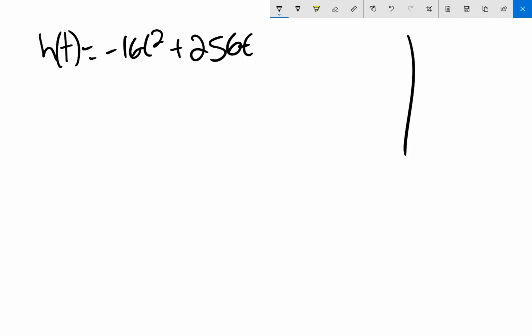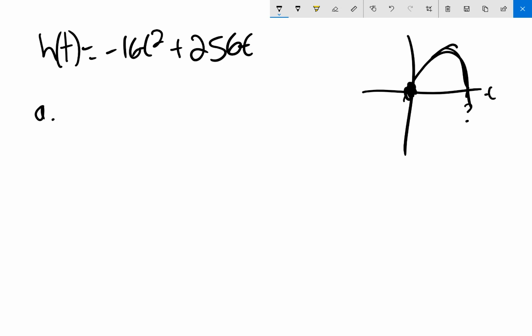So if you want to visualize the graph of this, it probably looks something like this, right? The rocket goes up in the air and it comes down, and this is time. So this would be 0 seconds, and this would be some number of seconds. So the first question is asking, how long is it in the air?